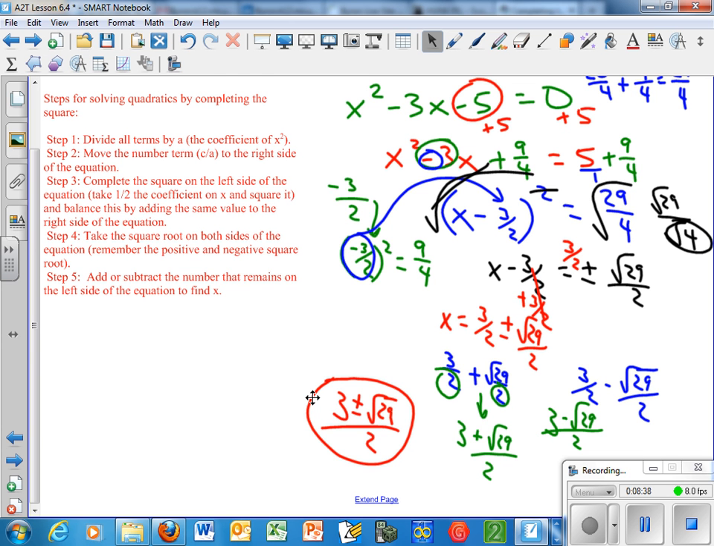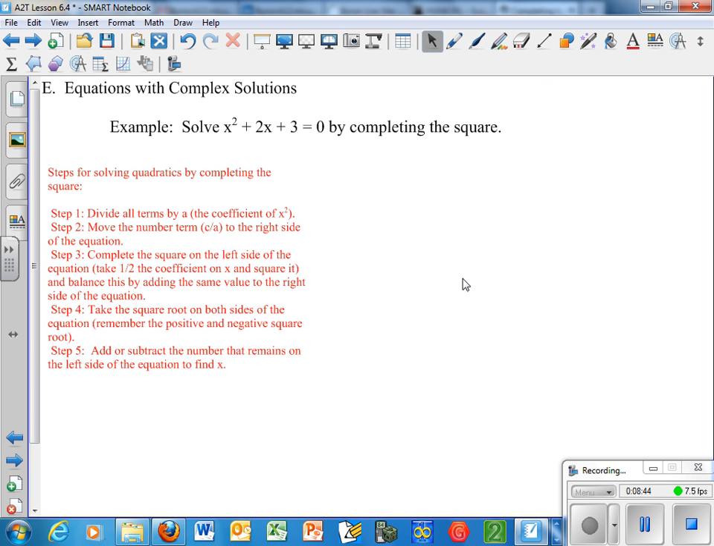Many, many steps involved with completing the square, and depending on what the b value is, a fraction or an odd number or whatever. Okay, last example we're going to look at is when we get complex solutions. Complex means non-real, meaning you're going to get a negative under the square root, which means you're going to have an i in your answer. Non-real solution. So, let me write this over here.